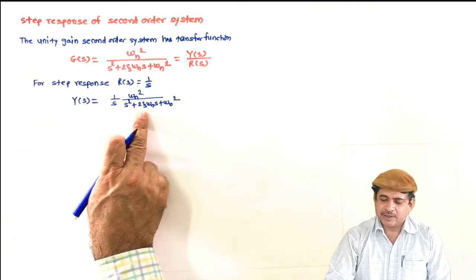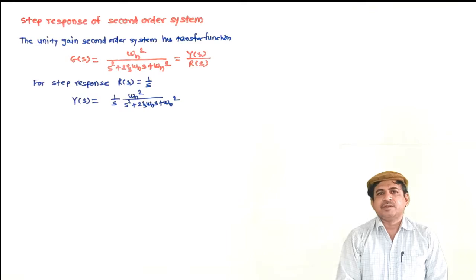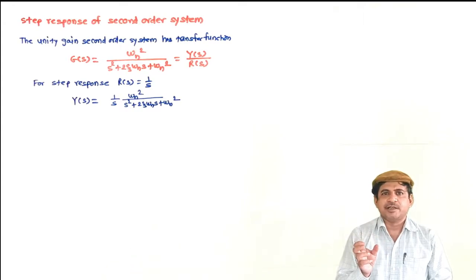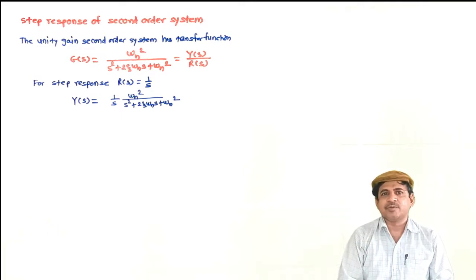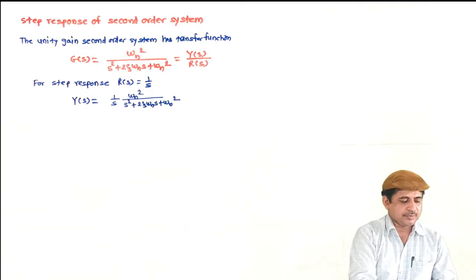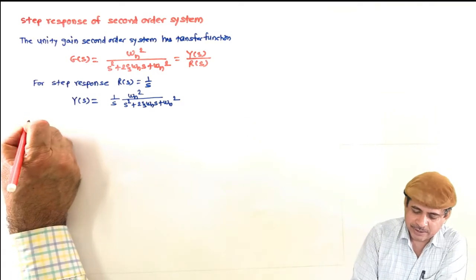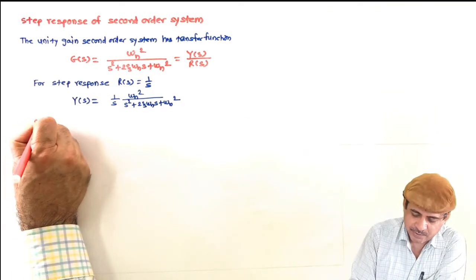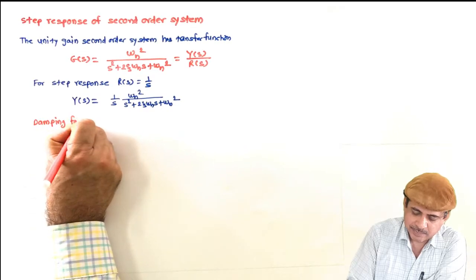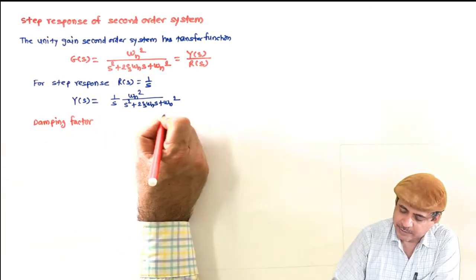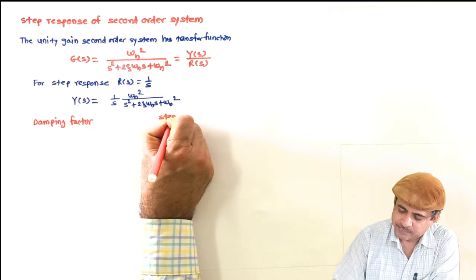So depending upon the value of zeta, this expression will change. It will take different forms. For zeta equal to 0 it will be different, for zeta between 0 and 1 it will be different, for zeta equal to 1 it will be different, and for zeta greater than 1 it will be different. So based upon that, I will write down the expressions. It is damping factor and step response.